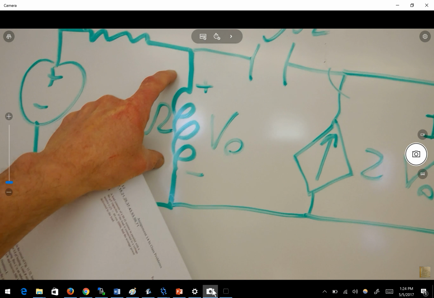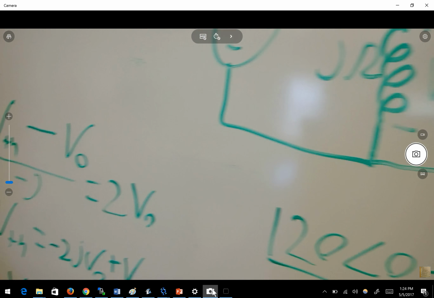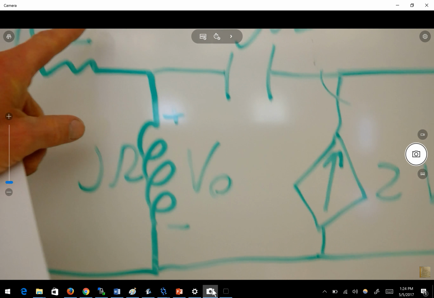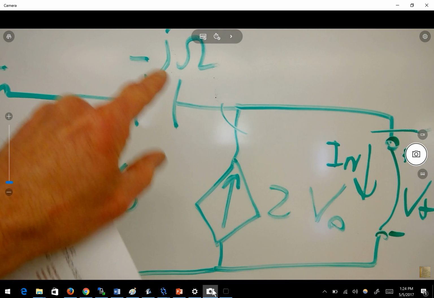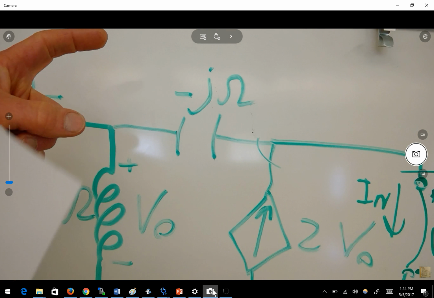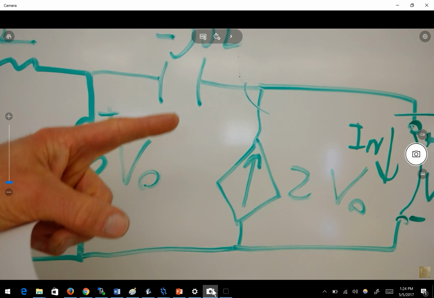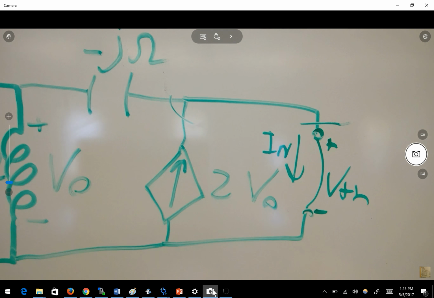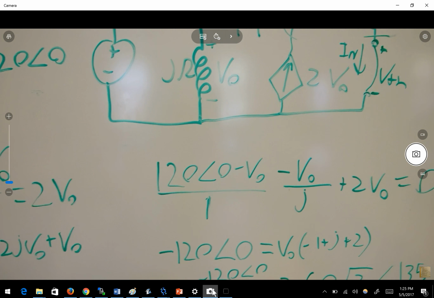you're still finding V0, right? So it doesn't make a difference. All right, so let's see. If we do top and bottom here, you're saying V0 is basically 120, right? Yeah. So you've got 120 here, and then you are going to get current going, because this is ground here too. So you're going to have 120 over minus J2 of current going that way. So IN would have to be 2V0 plus this is going to be negative J2.